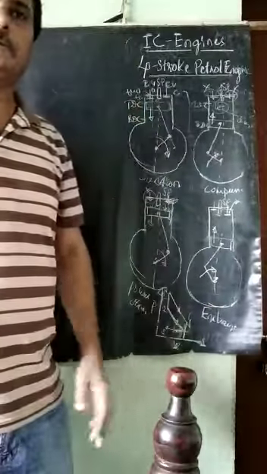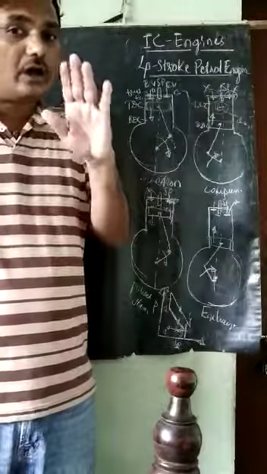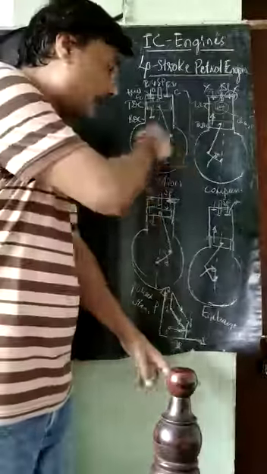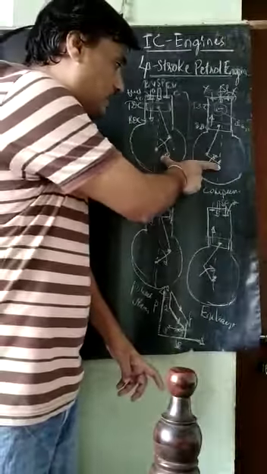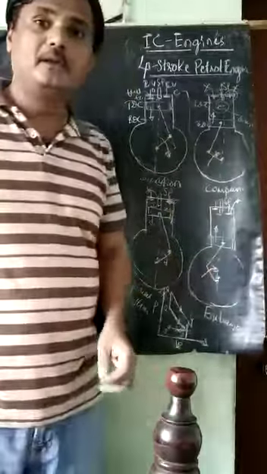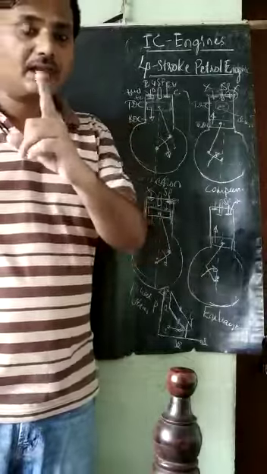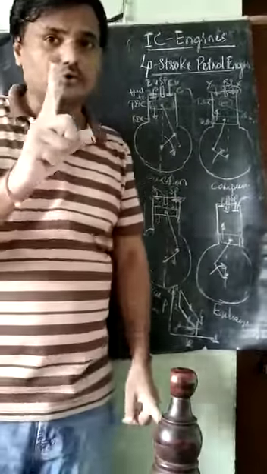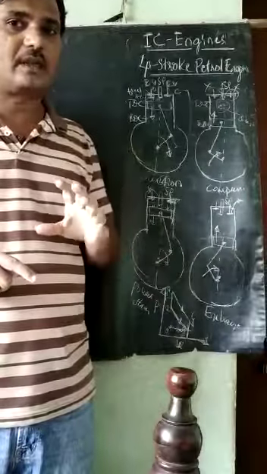So all the 4 strokes are completed, but how many revolutions of the crank have been taken? Here is 1 revolution, half revolution, half revolution, half revolution, half revolution. This means after 2 revolutions of the crank, we are getting only 1 power stroke. Therefore, this is the 4-stroke working cycle.